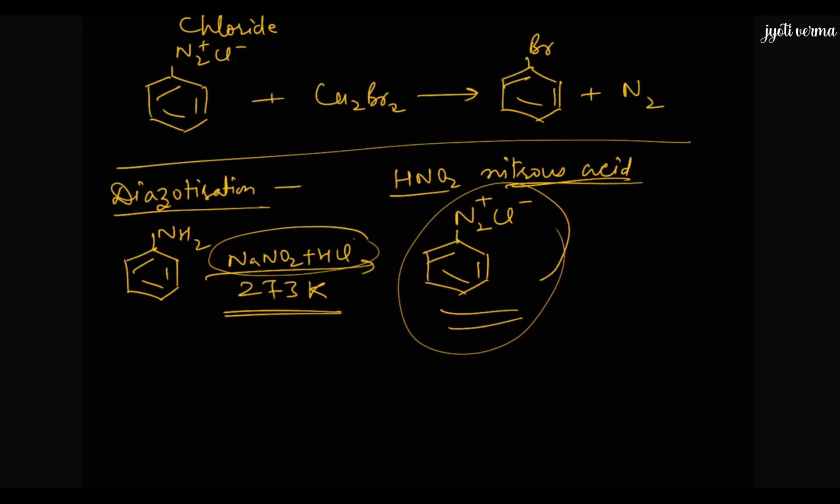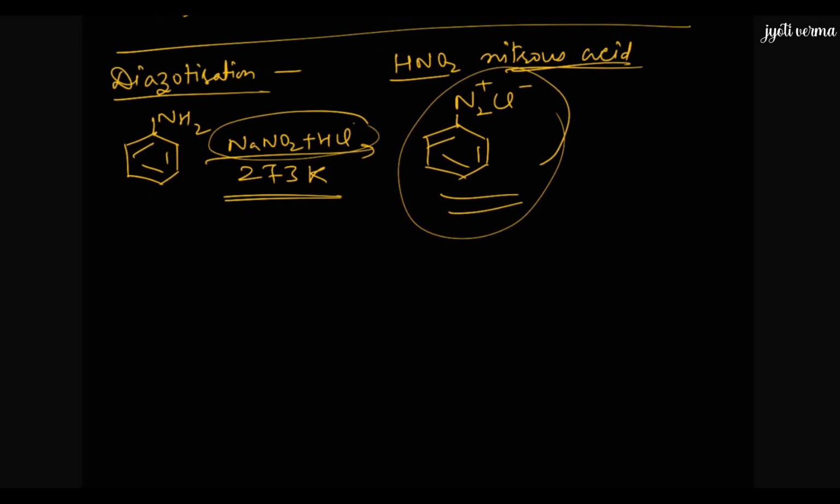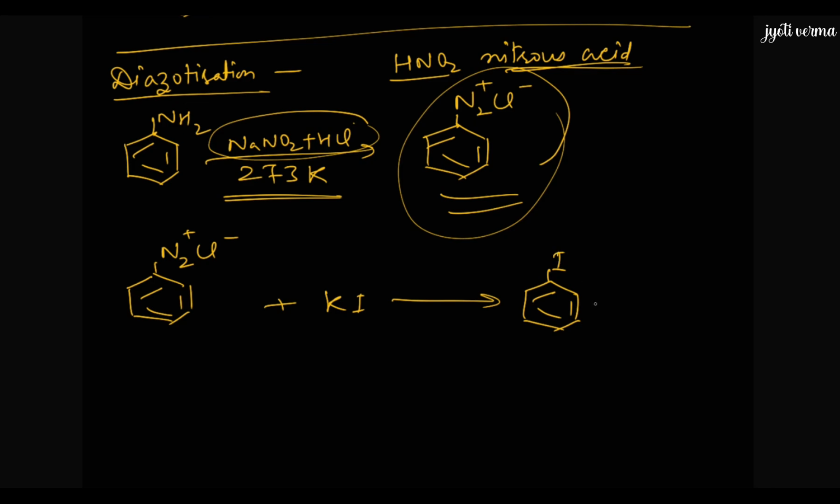Now what about the preparation of iodobenzene? If we are supposed to prepare iodobenzene, how will we do it? We will do the reaction of benzene diazonium chloride with potassium iodide. The reaction of this benzene diazonium chloride with potassium iodide will help us to obtain the iodobenzene. So this is iodobenzene plus N2. So that is how we can prepare iodobenzene.